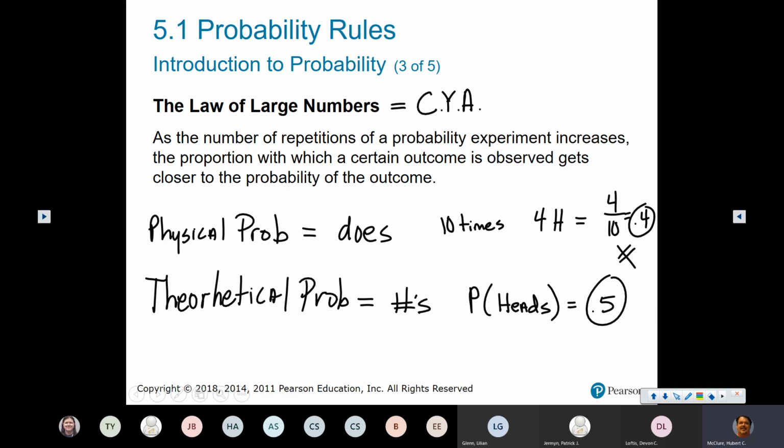Now later on in chapters 7 and 8, and 9 and 10, we're going to talk about how many do we pull, how do you come up with that number? We're going to talk about that in chapter 9, I think. Chapter 9, yeah. So that's the law of large numbers. And there's two types of probability, physical probability and the theoretical. Theoretical is based on the numbers.